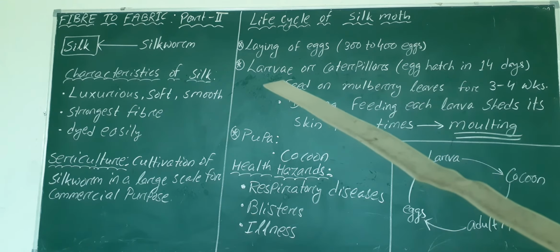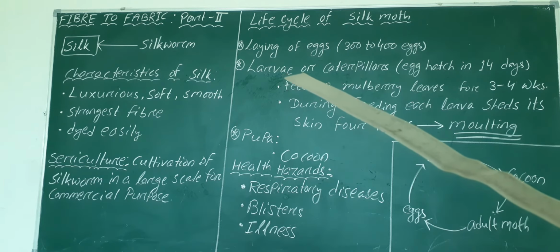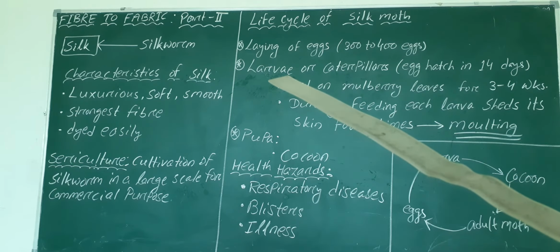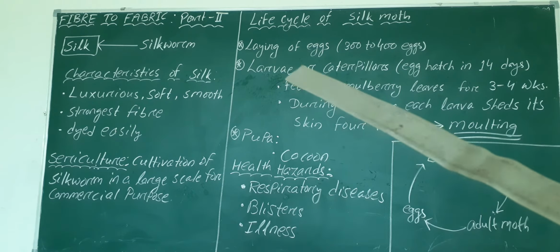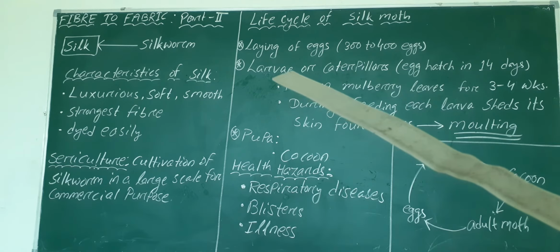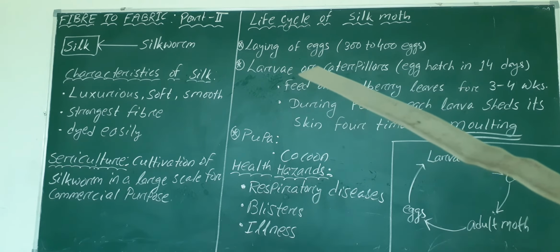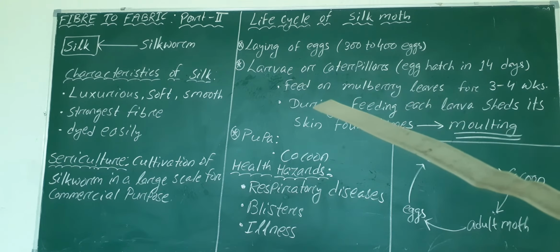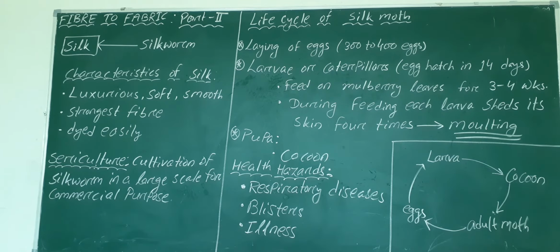And the next is larvae or caterpillar. The singular is larva. If we add an E, that is the plural form. Larvae or caterpillar. What happens here? The eggs hatch in about 14 days and larvae or caterpillars or silkworms emerge. They feed on mulberry leaves. Remember, mulberry leaves, for 3 to 4 weeks.